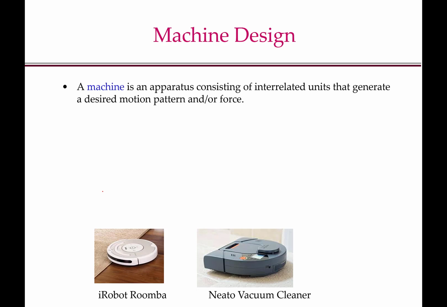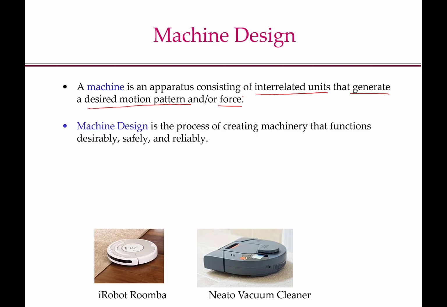So before we get into the steps involved in machine design, let's first look at a working definition of a machine. To us, roughly speaking, a machine is an apparatus consisting of interrelated units or objects that generate a desired motion pattern and or force or power. And machine design is the process of creating such machinery that functions desirably, safely, and reliably.